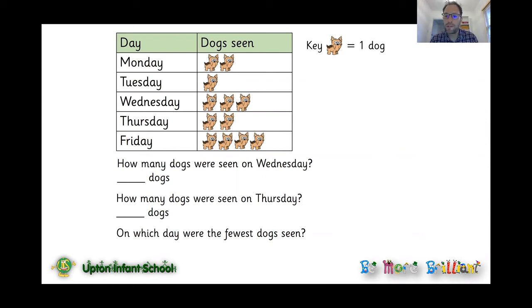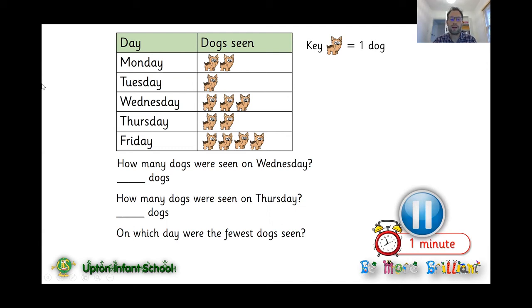So there are some questions underneath for you to think about. How many dogs were seen on Wednesday? How many dogs were seen on Thursday? And on which day were the fewest dogs seen? Have a little think about that. You can pause the video whilst you think about it.